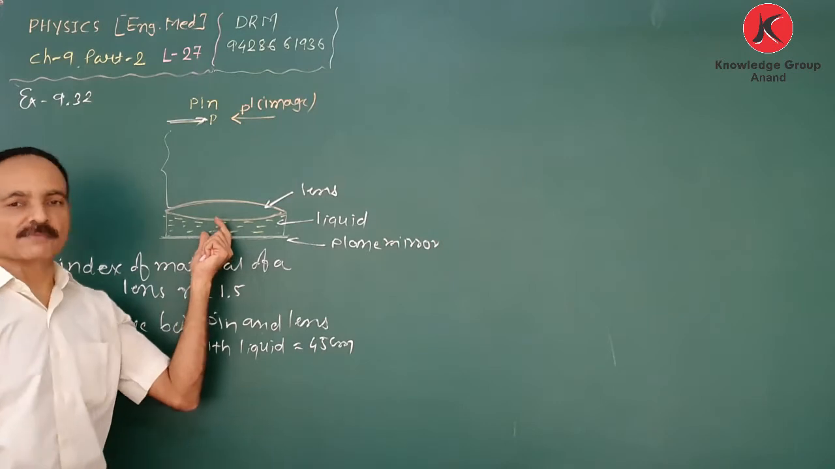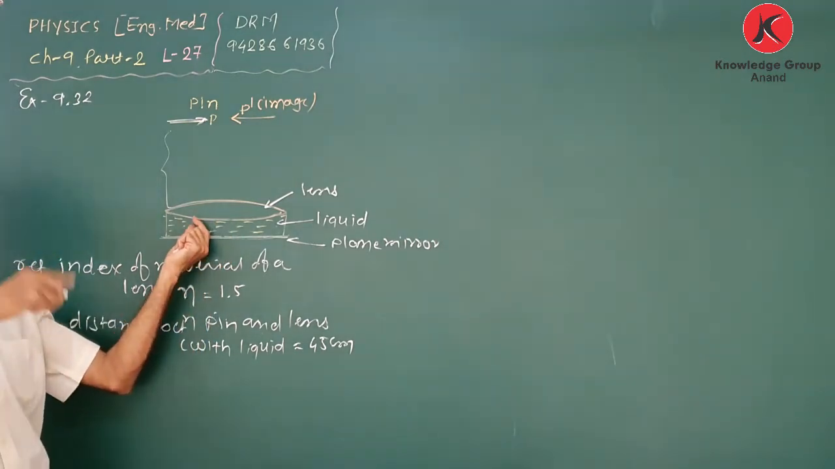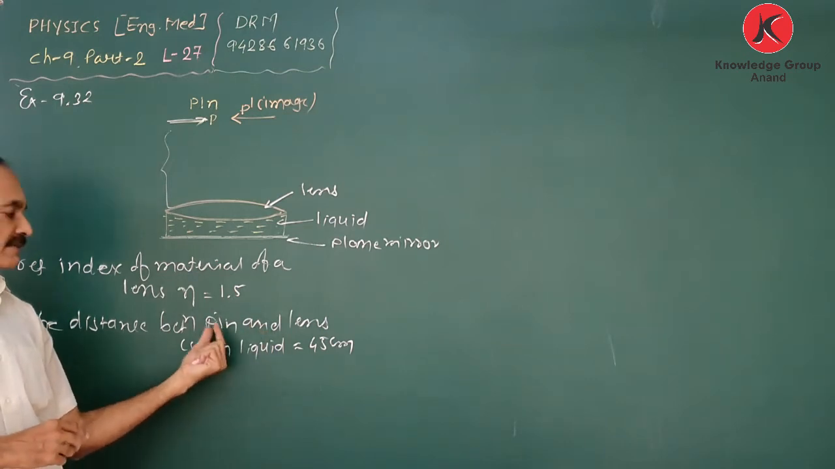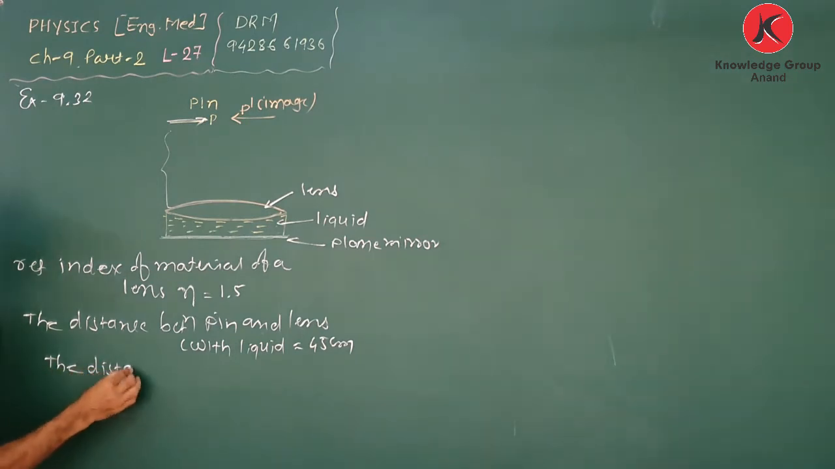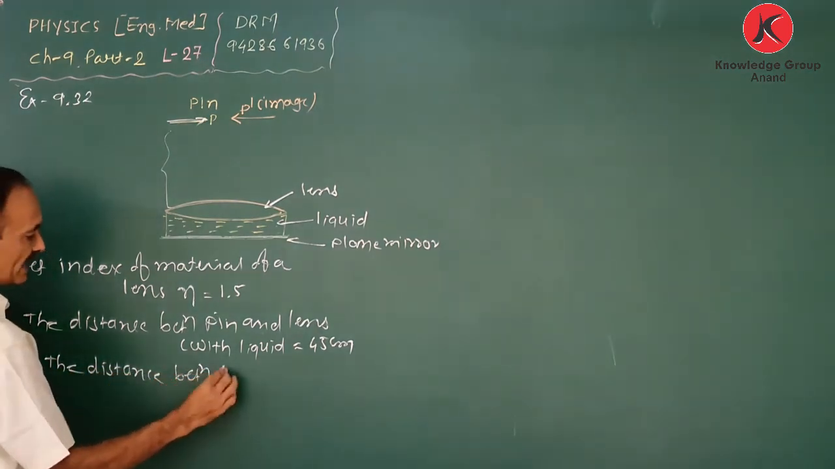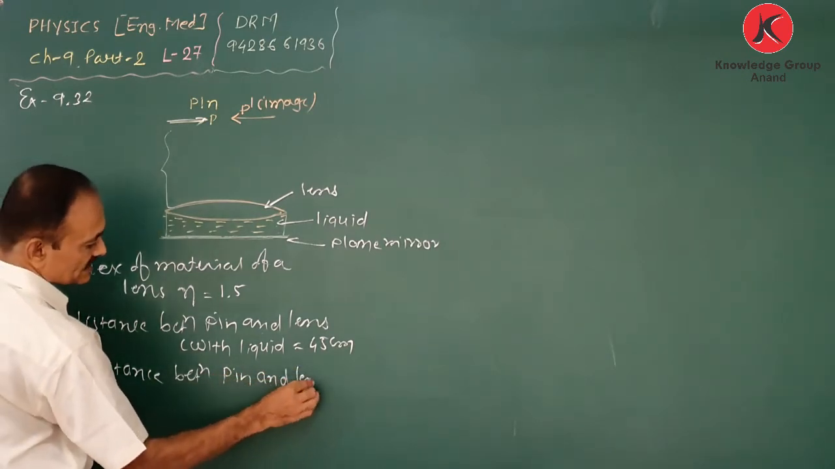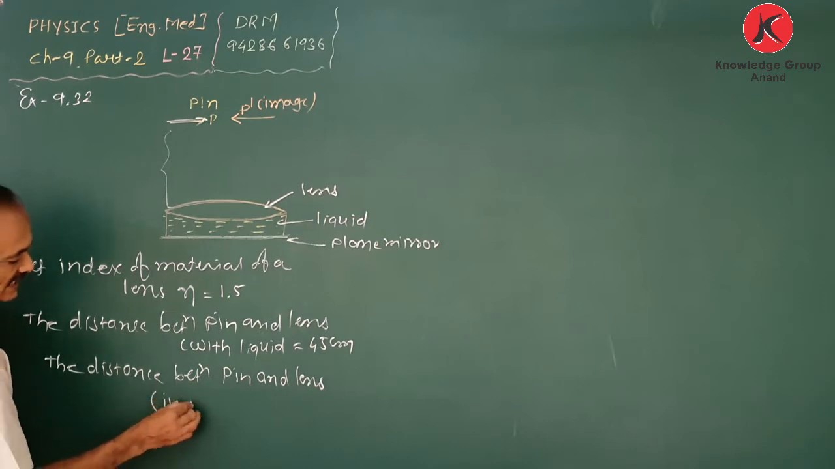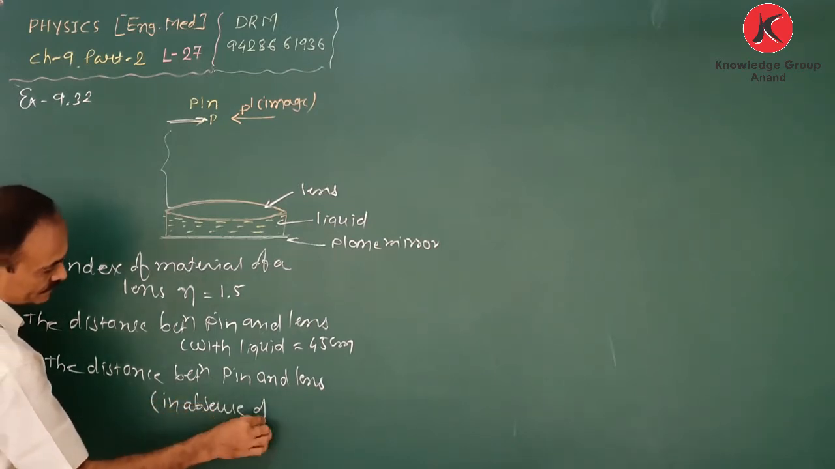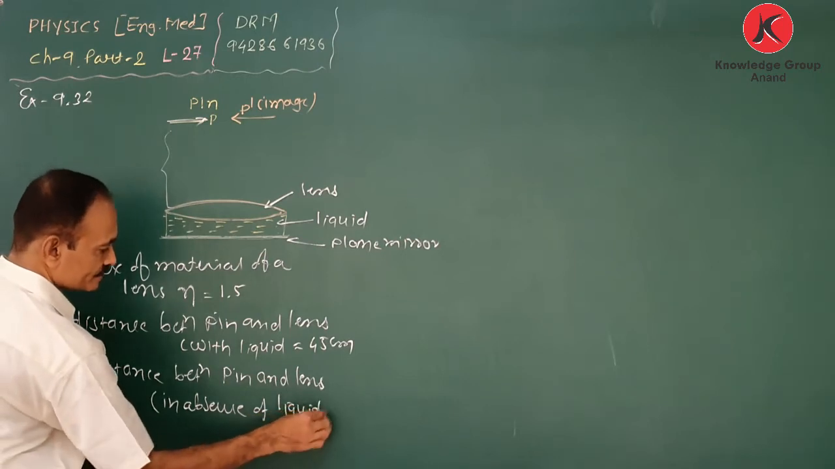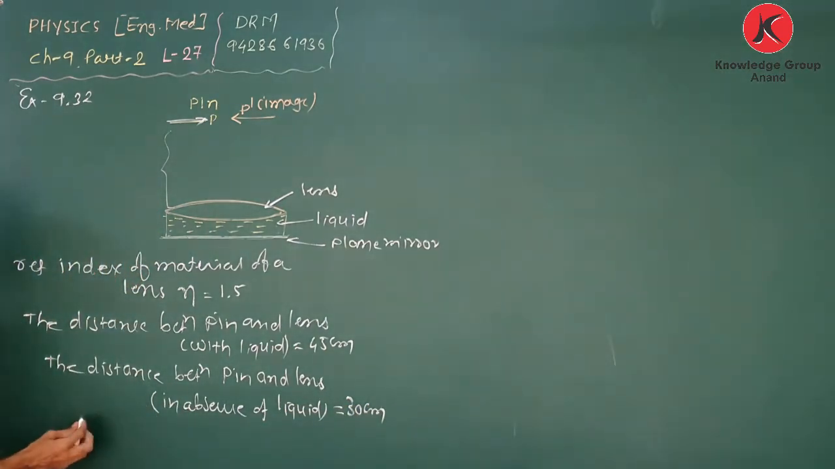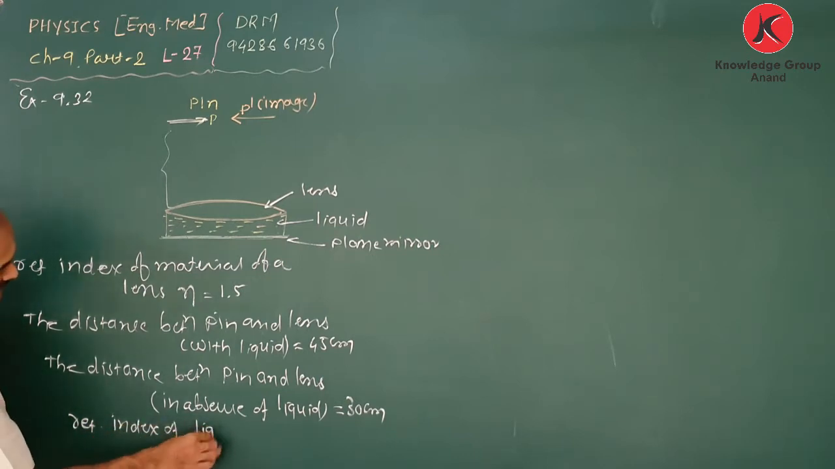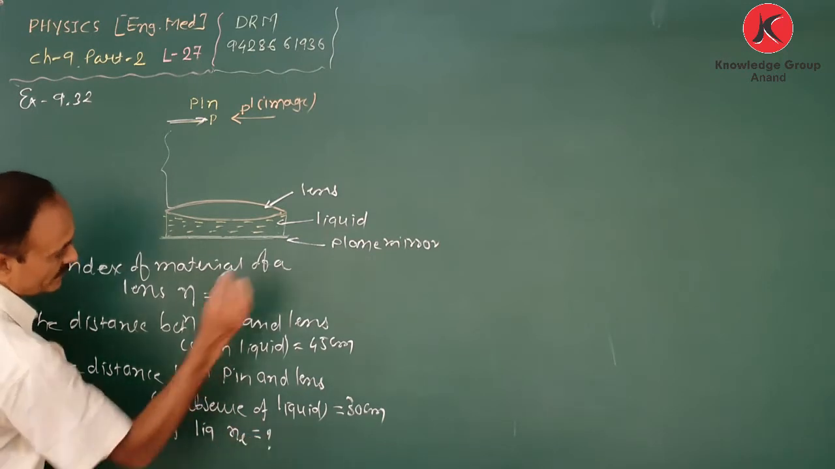Now the liquid is removed. In that case, the distance between the pin and the lens, in absence of liquid, is obtained as 30 centimeter. We have to find out the refractive index of the liquid.